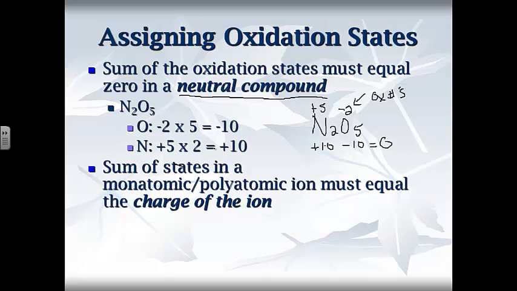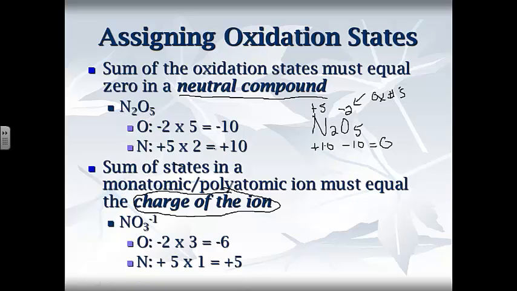Now, the sum of the oxidation states of a monatomic or polyatomic ion has to equal the charge of the ion. So for nitrate, this time, instead of equaling 0, it has to equal minus 1. So again, your oxygen is minus 2. There are 3 of them, so it's got to equal minus 6.